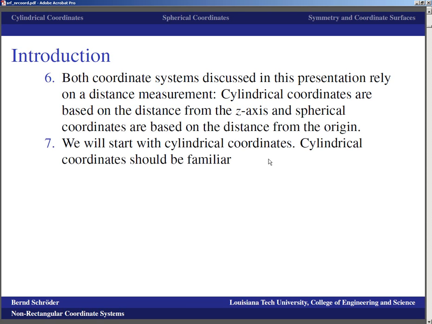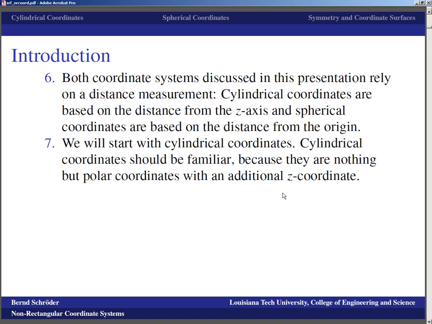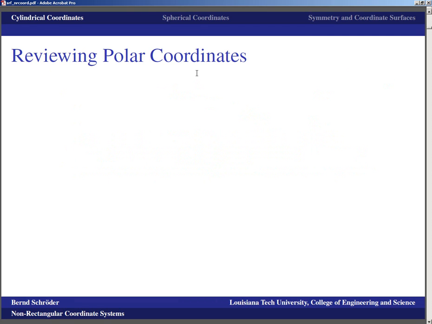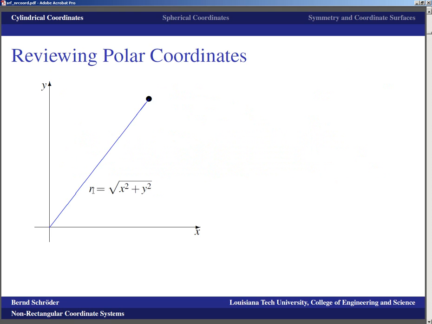And we will start with cylindrical coordinates, which should be familiar because they're nothing else but polar coordinates with an additional z-coordinate. So if you understand polar coordinates, then cylindrical coordinates should not be a problem at all. So let's review polar coordinates real quick. What was the idea? Well, we've got our usual xy coordinate system, and if we're looking at a point in that coordinate system, we know we could work with the projections and get the x and y coordinates, but we could also measure the distance from that point to the origin, which is r equals square root x squared plus y squared, because the sides of this right triangle have length y in the vertical and x in the horizontal.